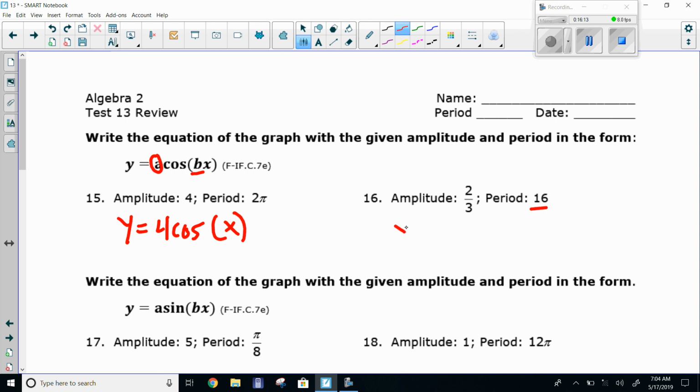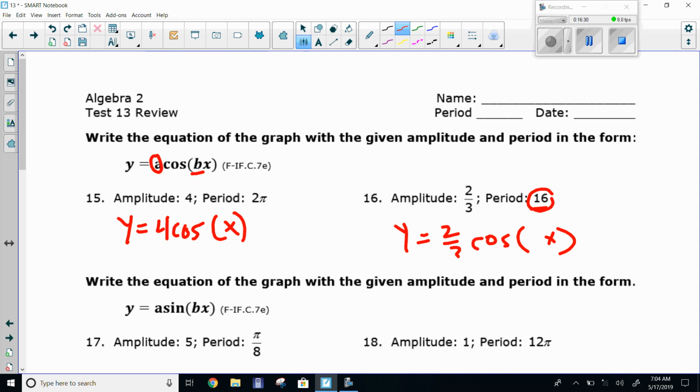So this one right here, amplitude, I want to put y equals 2/3 first, and then the cosine. Now, there's going to be an x in here, and there's going to be a number in front of it, and it's not going to be a 1 because this is not 2 pi.